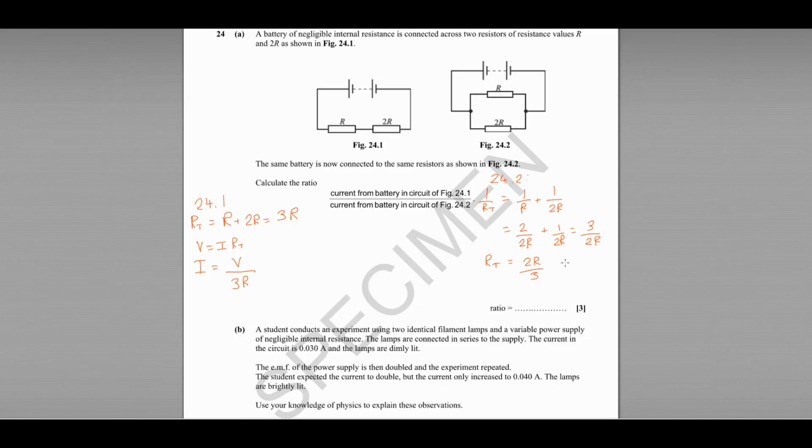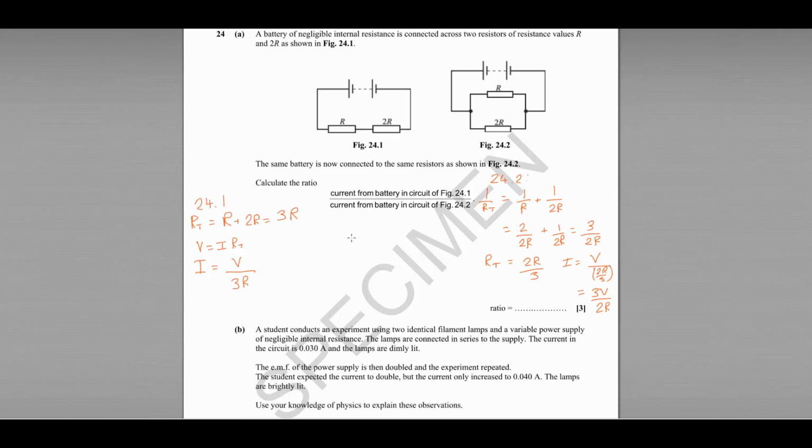This means that our current, I, is equal to the voltage divided by 2R over 3, which gives us 3V over 2R.